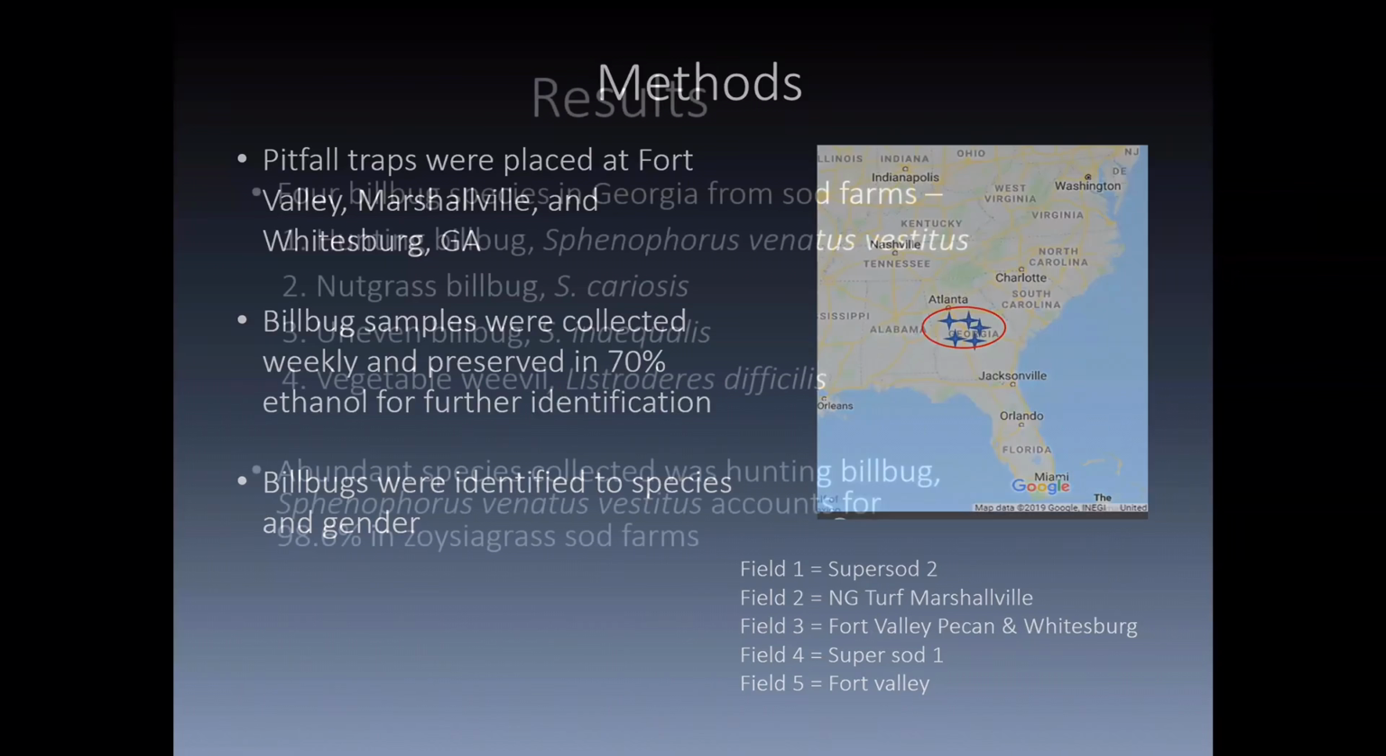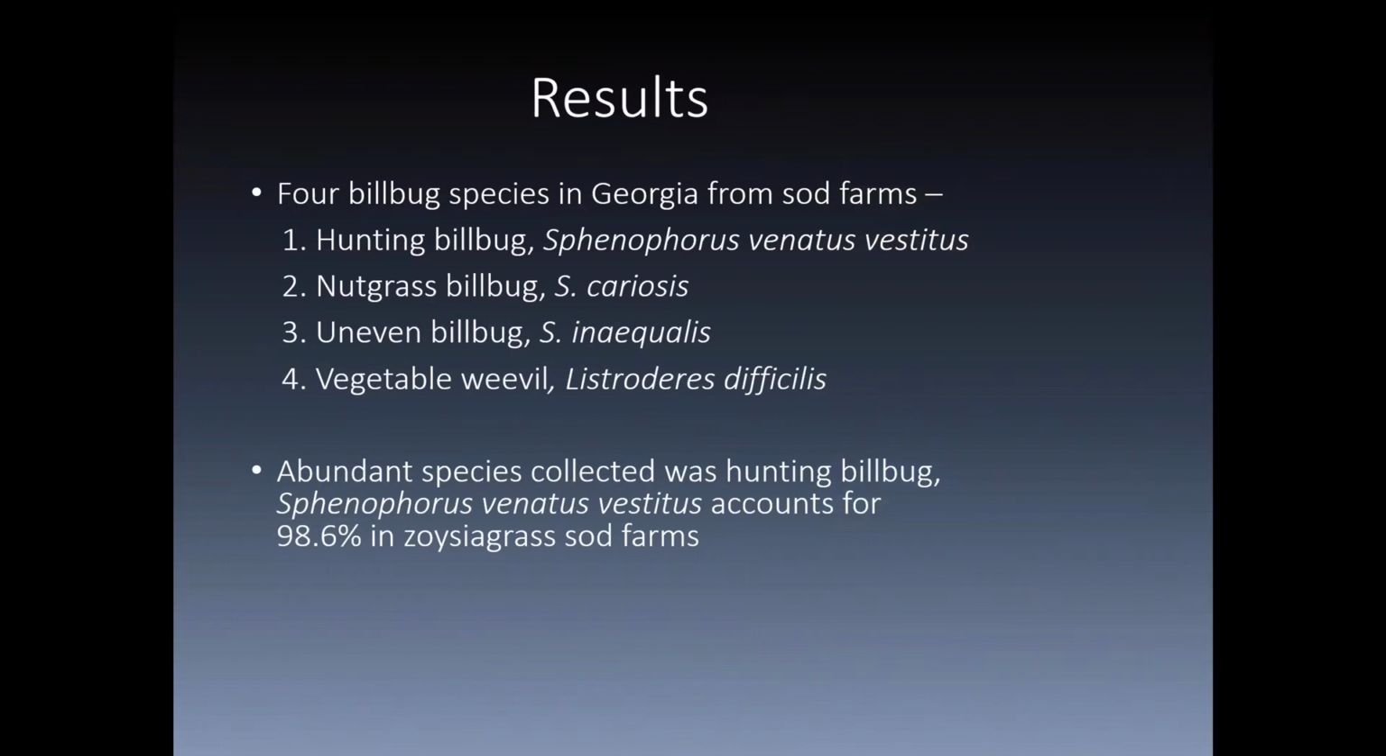Okay. What we're finding is 4 species: hunting billbug, Mexican billbug, uneven billbug, and vegetable weevil. So these are the 4 species we were seeing. But in Florida, there are more than 4. In that work, they saw about 9 species of billbugs. In South Carolina and North Carolina golf courses, they saw about 4 to 5 species. So this is what we saw in our studies.